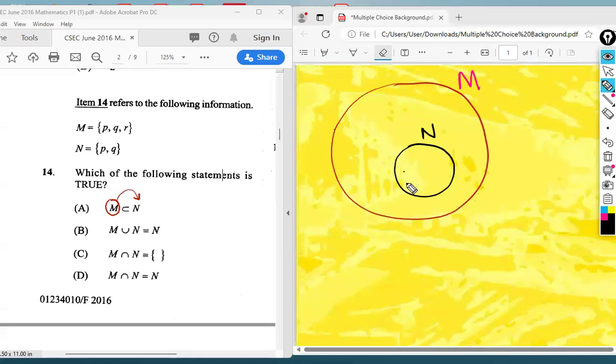So N has P and Q, and the only person who solely belongs to M is R, right? R, P, and Q, all three belong to M, but only R is a member of M only. So the subset is N. It's supposed to be N is a subset of M. The first letter is always the smaller one. They said it wrong side here.